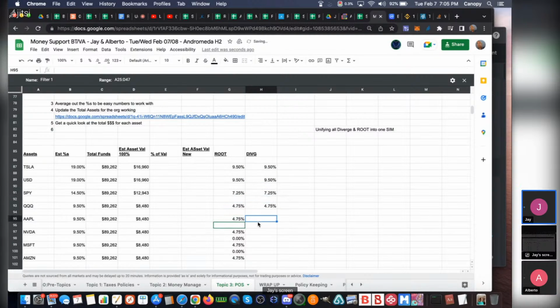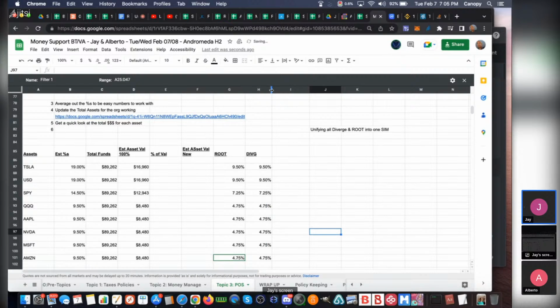Okay, anyways, the point here is that these calculations are correct, and root is not going to change. Does that make sense? The amount of value in root is not going to change, because whatever is in root, we buy and we sell regardless of whether it goes up or down. It's only diverge that we're changing, right? So root is done.